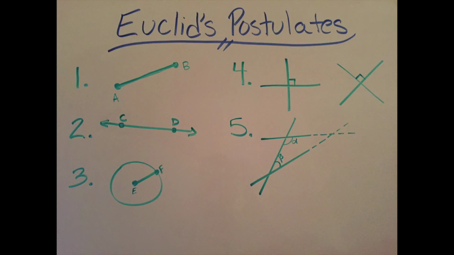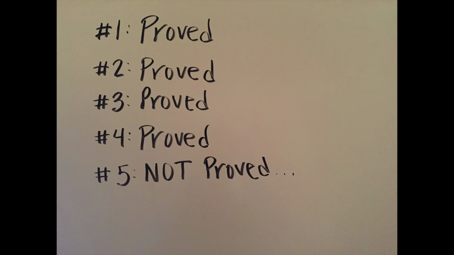And finally, the fifth postulate says, if 2 lines are drawn which intersect a third in such a way that the sum of the inner angles on one side is less than 2 right angles, then the 2 lines inevitably must intersect each other on that side if extended far enough. The first 4 postulates could be proven, however, the fifth could not.